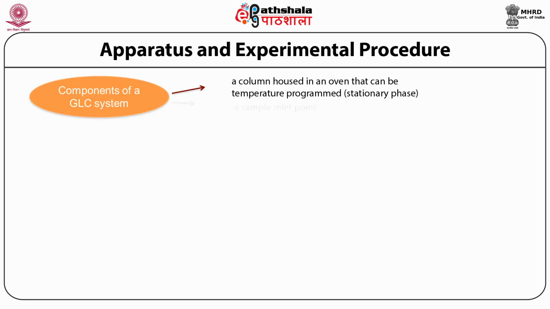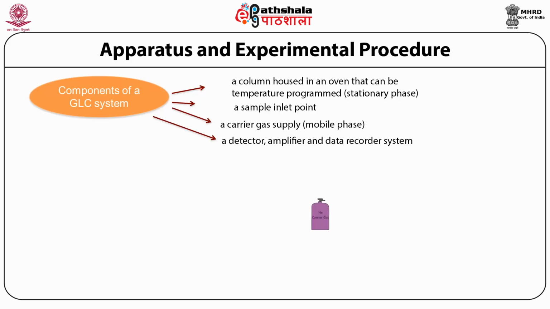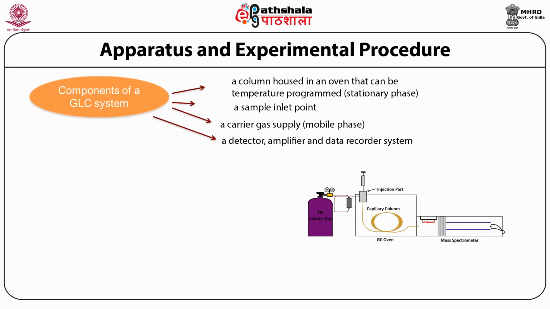There is a carrier gas supply attached to the system, which is basically the mobile phase, which will carry the lipid mixture along with it through the column. And then this GLC system is attached to a detector, amplifier, and a data recorder system. So you see a figure here. This figure shows the different components of a typical GLC system.